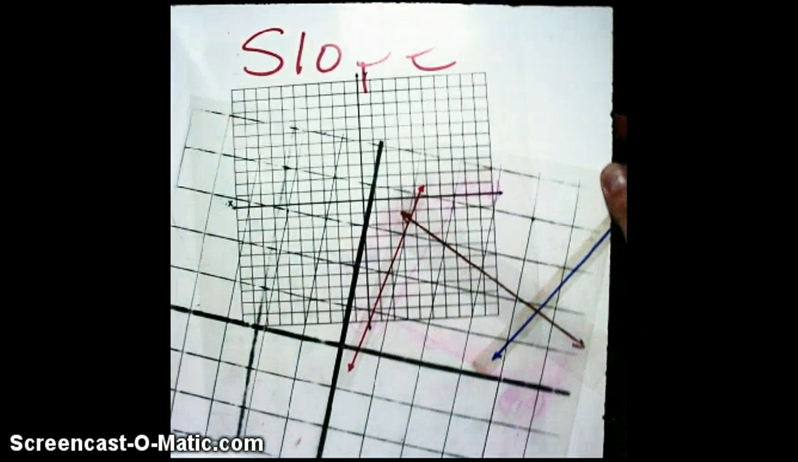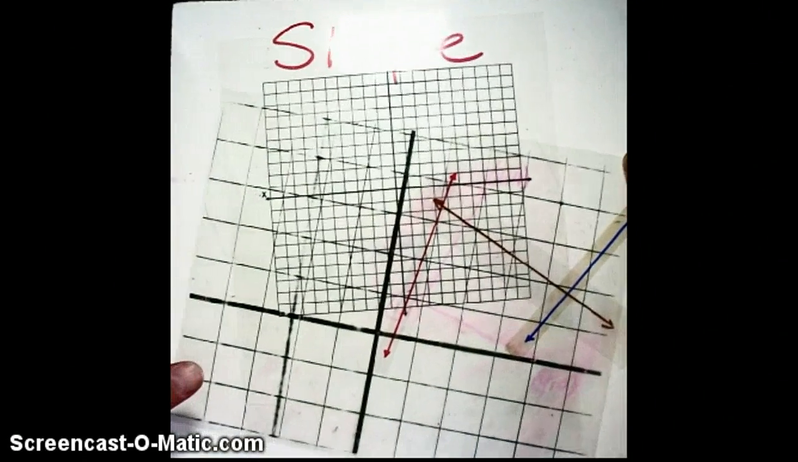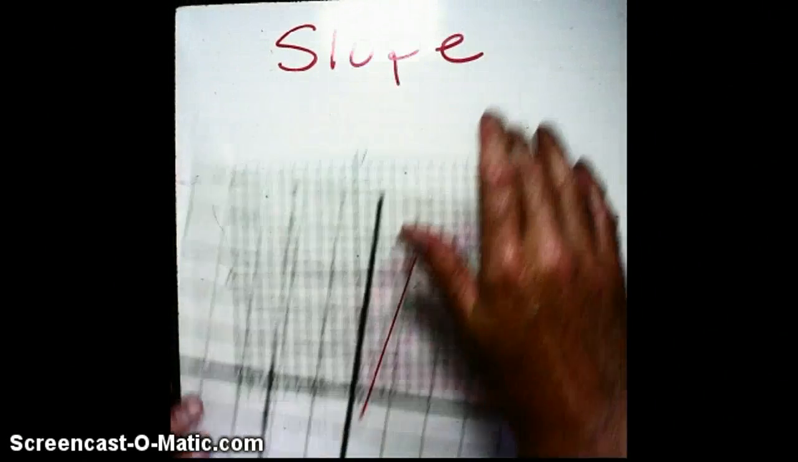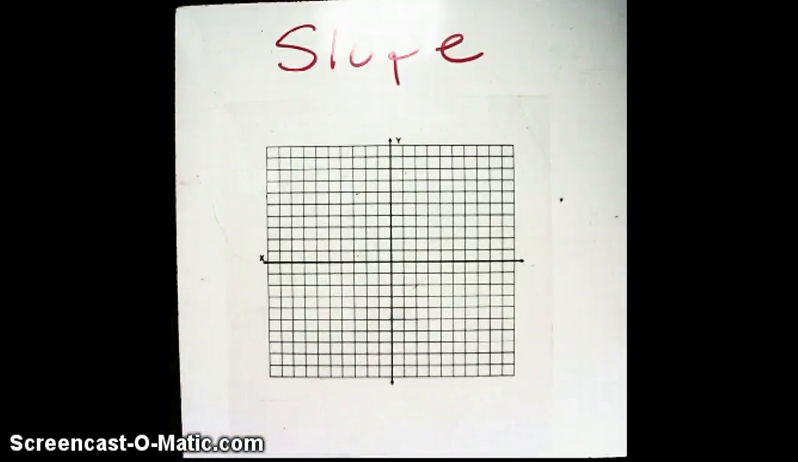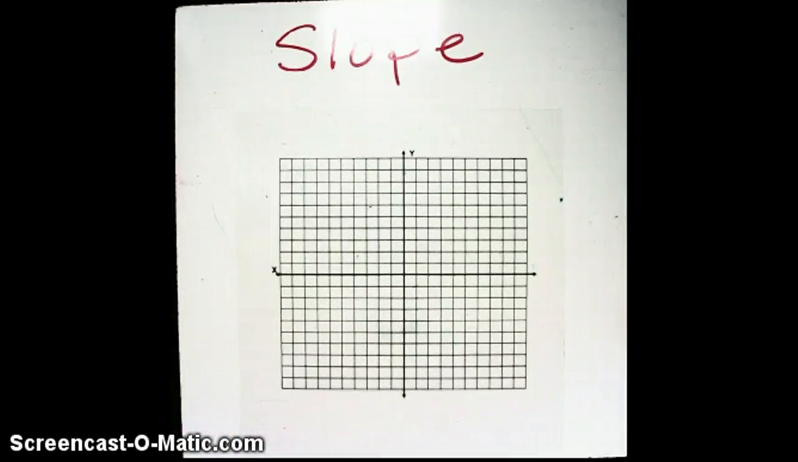Now I want to talk about something that's a lot of fun. As a matter of fact, it's called rise over run. And we're talking about slope here. Now let's focus in on what I call the basic coordinate plane. Slope and the basic coordinate plane.